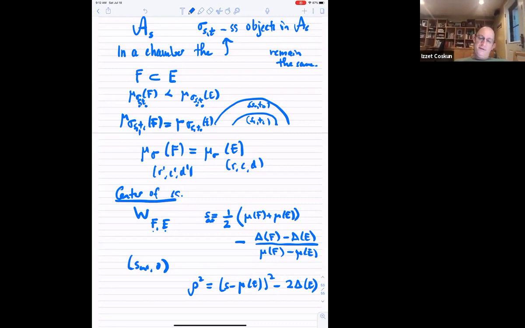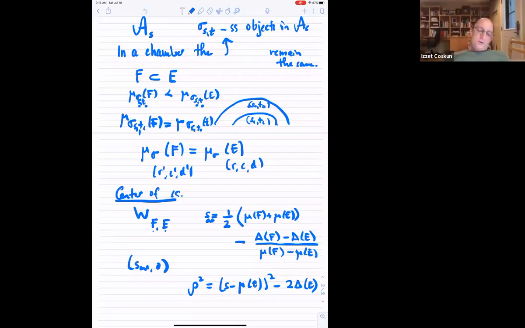All right, and the way you should think about this is that there are moduli spaces of sigma semi-stable objects in this category A_S, and as long as you stay within a chamber, your moduli space stays constant, but as you hit these walls, the moduli space is changing.